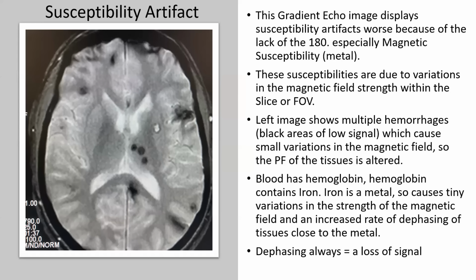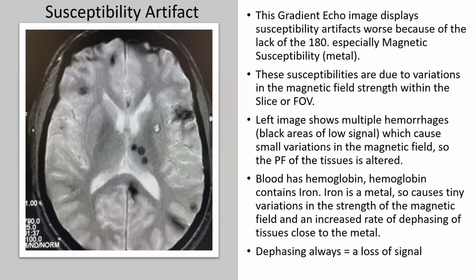This is a gradient echo pulse sequence. I know you can't see the pictures all that well, but the gradient echo doesn't have a 180, so it doesn't clean up for those little areas of hemorrhage that are in her brain. So why do these show up as dark spots?